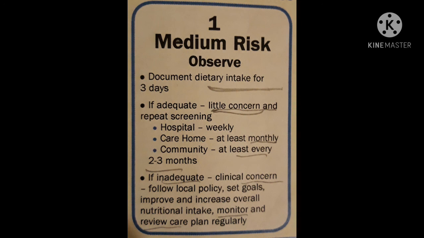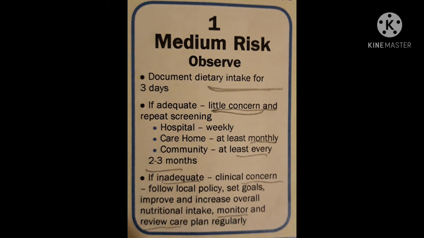If they are in the hospital setting, then weekly. If they are in the care homes, then at least monthly. And if they are in the community, at least every 2 to 3 months. If their dietary intake is not enough and you are concerned, then you need to follow the local policies where you can get help from. And you can set goals to improve and increase overall nutritional intake, and then you can monitor their care plan regularly. So this is the way you are going to do it if your patient is at medium risk of malnutrition.